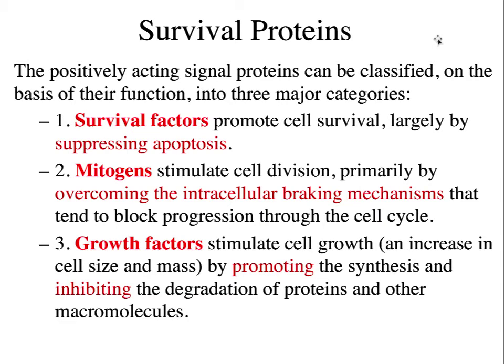If the default pathway is cell death, then there must be mechanisms to prevent that on a regular basis. And we call those signals survivor proteins or survival proteins. And they fall into three major categories. First, as we've seen a few moments ago, are called survival proteins or survival factors. And when they bind to cells, they suppress apoptosis for a period of time. But they have to be constantly arriving on a regular basis, say once a day.